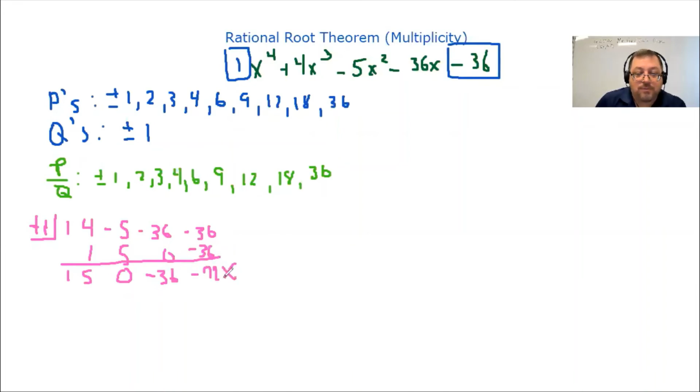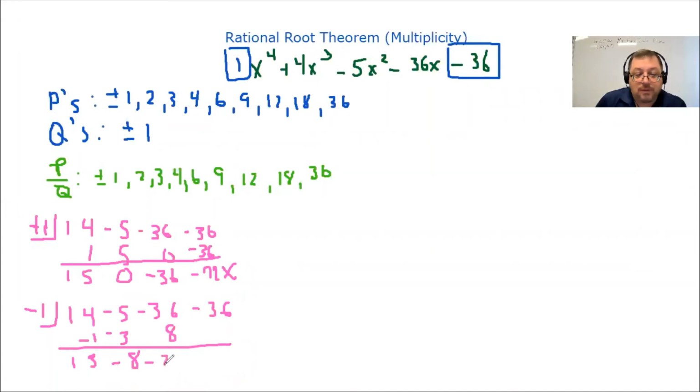Oh, so that doesn't work. Well, let's try minus 1, or negative 1. Same coefficients: 1, 4, negative 5, negative 36, negative 36. Draw my line. Drop the 1, negative 1, 3, negative 3, negative 8, 8, that is negative 28, that's positive 28, and that's negative 8. So that didn't work.